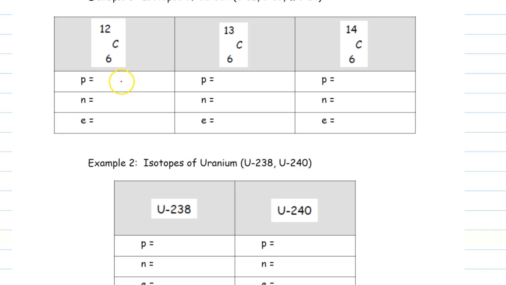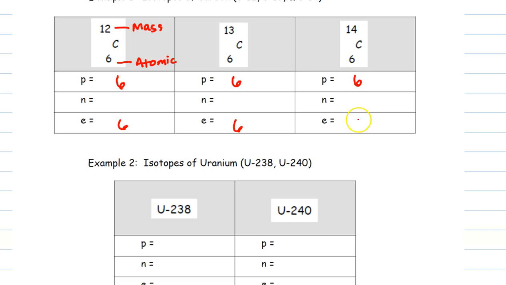So we're going to go back to calculating how many protons, neutrons, and electrons we have. Remember, when we have nuclear symbols, this is our mass number, and this is our atomic number. And our atomic number tells us how many protons and electrons. So they would all have 6 protons and 6 electrons.